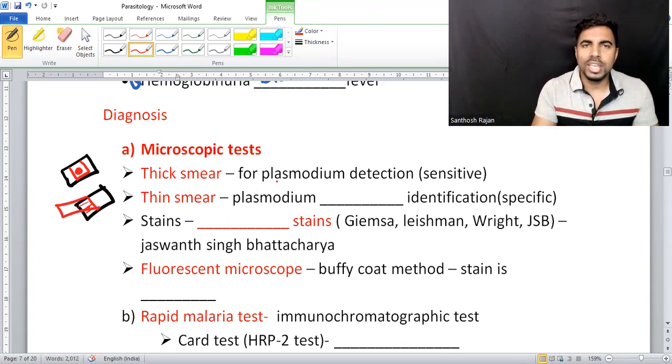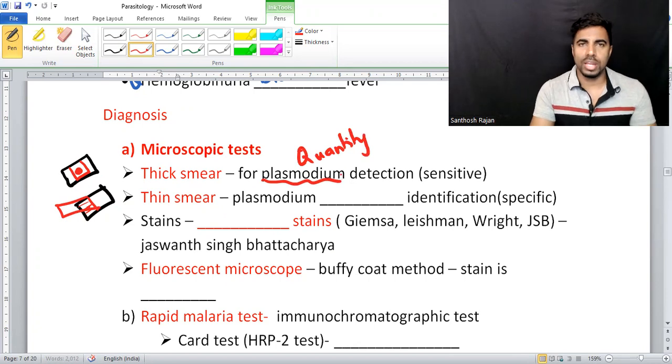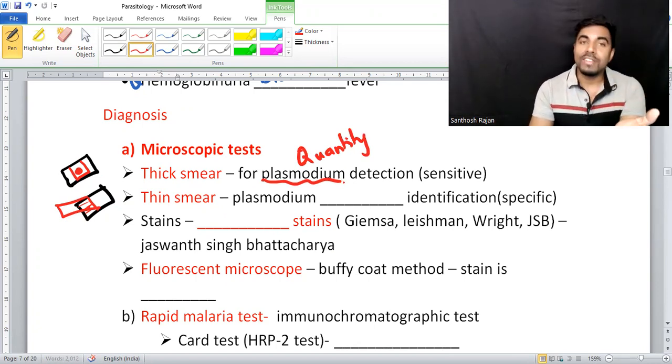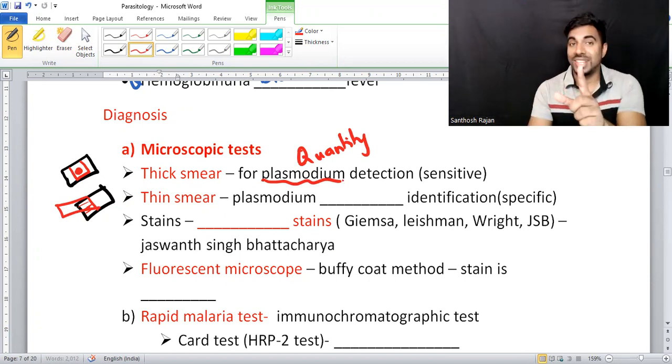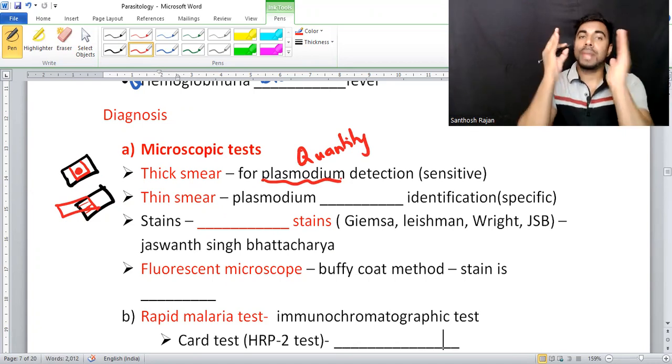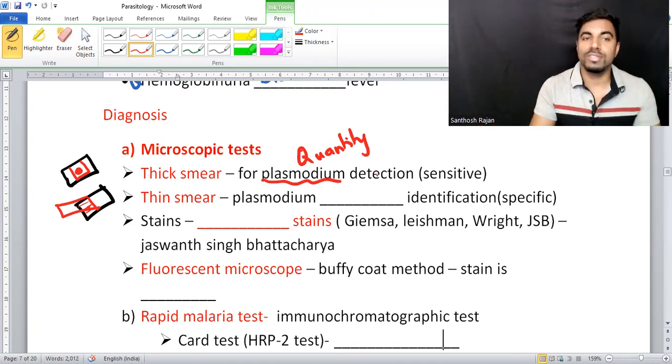In the thick smear, you can just count the plasmodium. You can count the quantity or severity of the plasmodium, but you can't speciate. You can't say this is vivax or ovale or something else. In the thick smear you will see only the quantifying. You can just see whether there is plasmodium or not. That's it. Okay, a sensitive test.